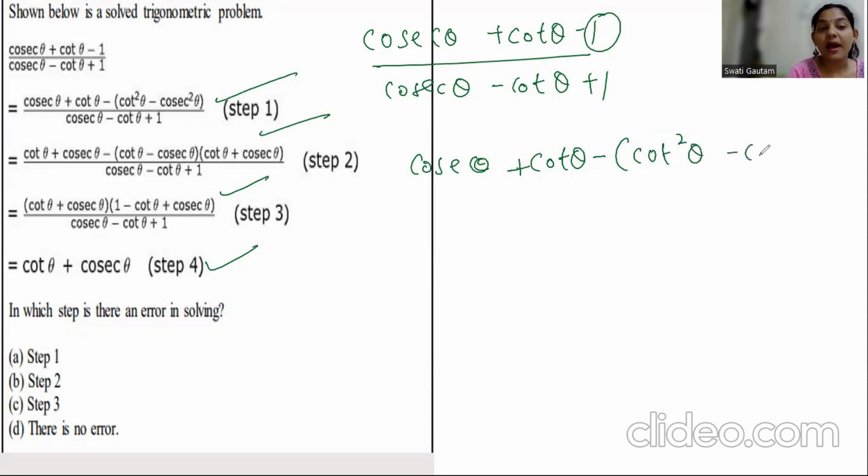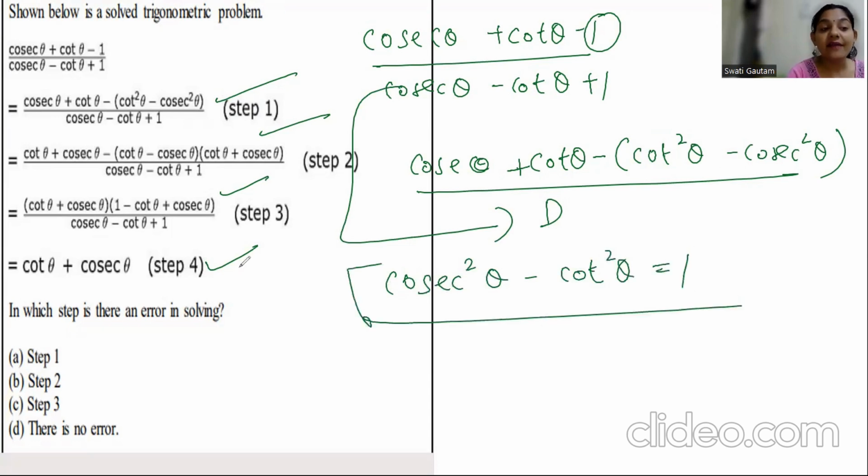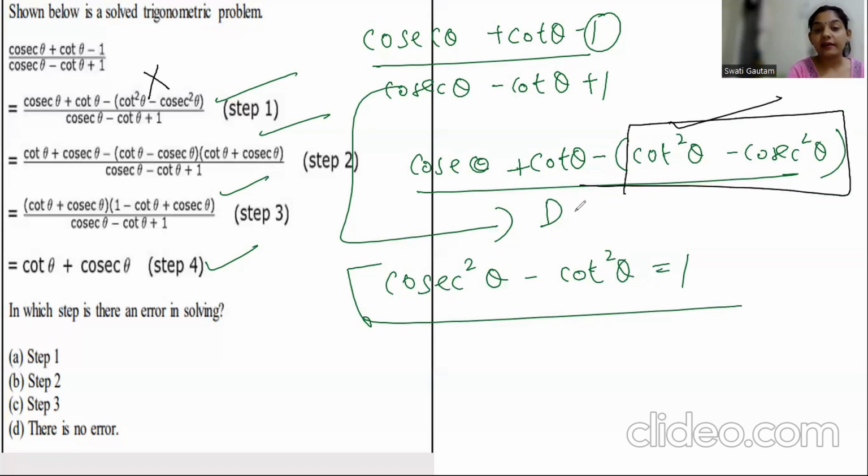cot square theta minus cosec square theta, and this is the denominator, right? Please, you know that there is an identity, but the identity is cosec square theta minus cot square theta is equal to 1. But what they have written is cot square theta minus cosec square theta. So from the very first step, this is wrong because they have written the wrong identity. Cosec is coming first and then you have cot. So cosec square theta minus cot square theta is equal to 1. So in the first step only there is a mistake.